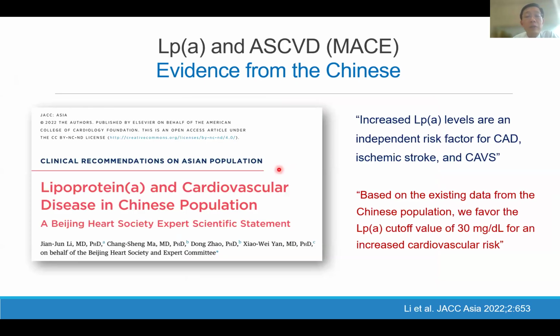There is a scientific statement from the Beijing Heart Society on Lp(a) and cardiovascular disease in the Chinese population. In this statement, increased Lp(a) levels are independent risk factors for CAD, ischemic stroke, and also calcific aortic valvular stenosis. Based on existing data from the Chinese population, they chose a cutoff value of 30 milligram per deciliter to indicate an increase in cardiovascular risk.